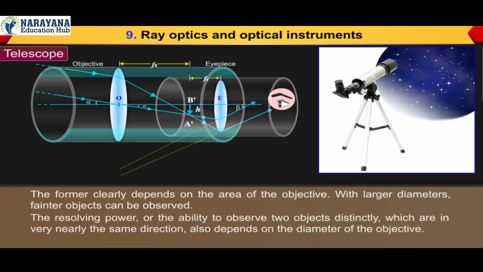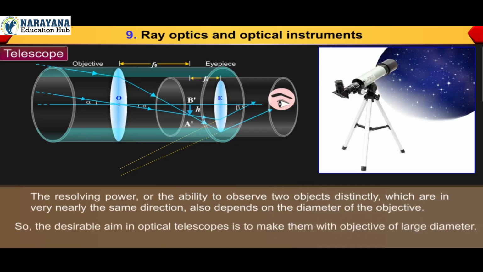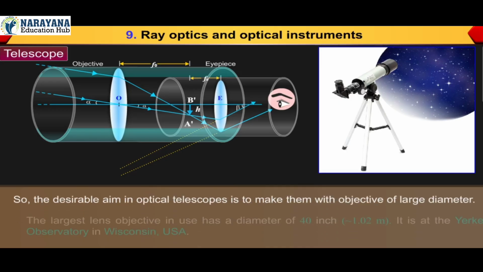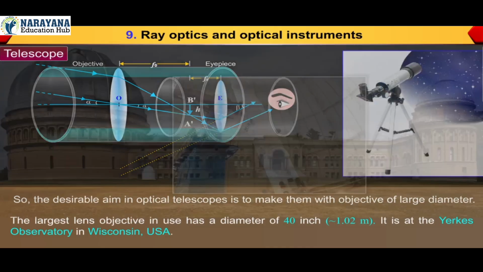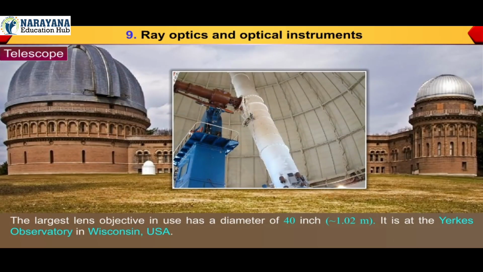The resolving power, or the ability to observe two objects distinctly which are in very nearly the same direction, also depends on the diameter of the objective. So, the desirable aim in optical telescopes is to make them with objectives of large diameter. The largest lens objective in use has a diameter of 40 inches, which is similar to 1.02 meter. It is at the Yerkes Observatory in Wisconsin, USA.